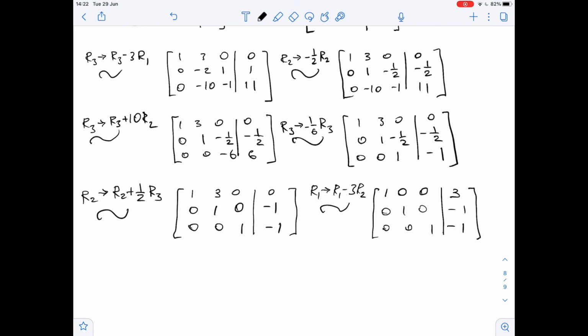So as you can see on the left side of our augmented matrix, we have basically identity matrix. So from the first row we get that x equals 3. From the second row we see that y equals -1, and from the third we see that z also equals -1. And this is a solution of our system of equations.